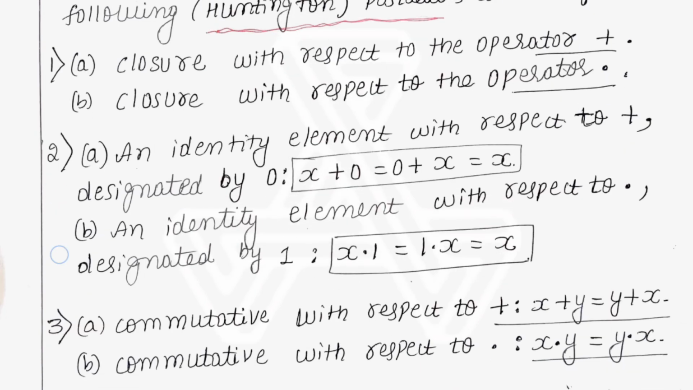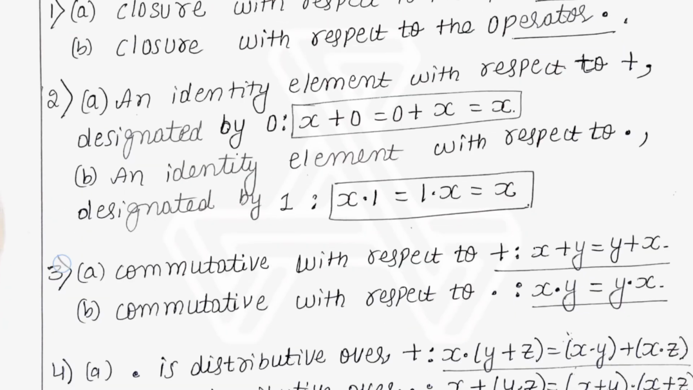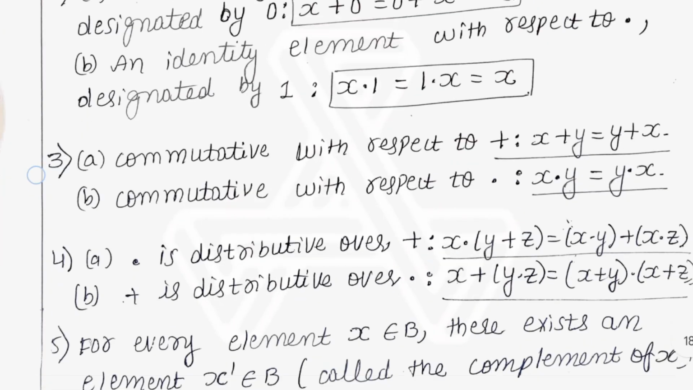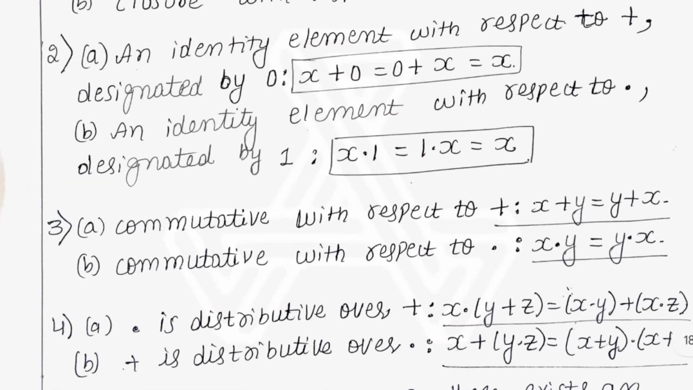Identity element with respect to plus should be designated as 0. Identity element with respect to dot should be designated as 1.